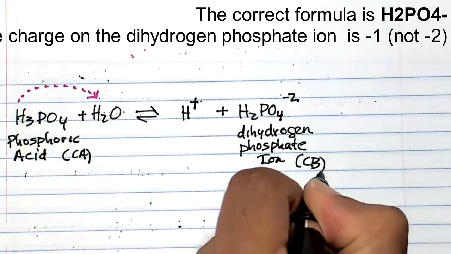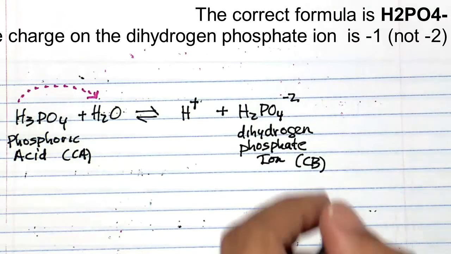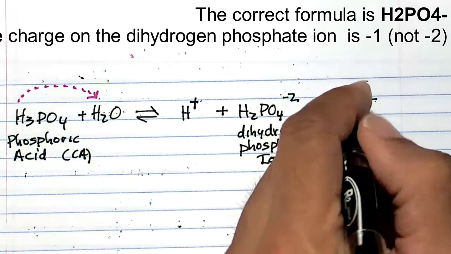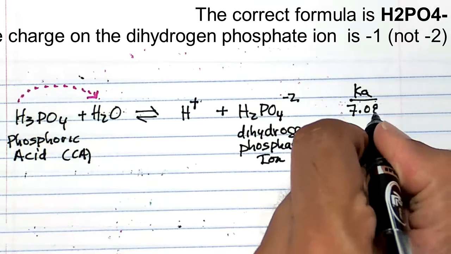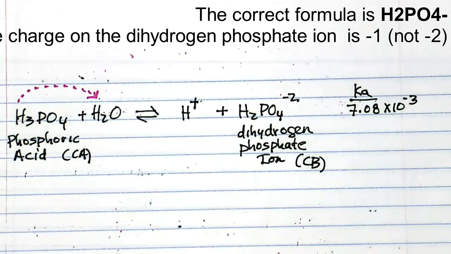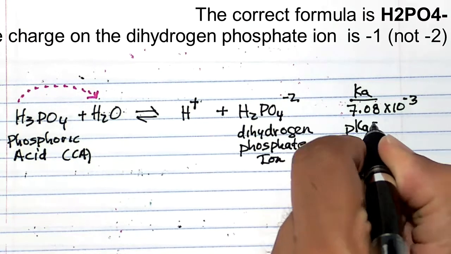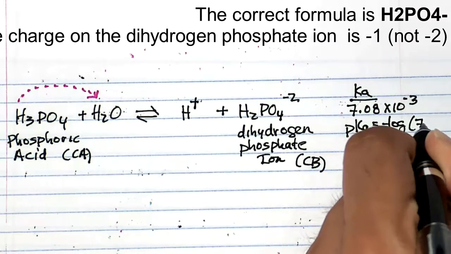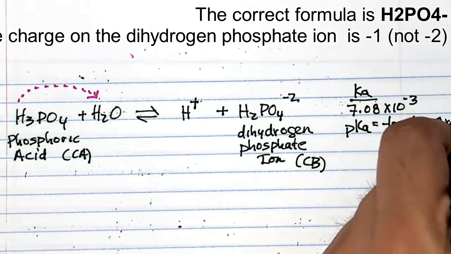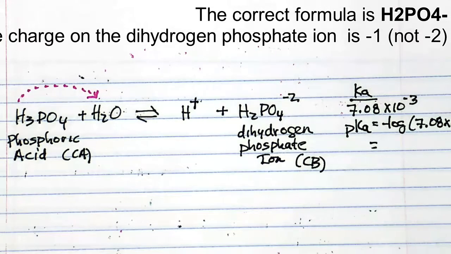That's your conjugate base to this conjugate acid. So the Ka value associated with this at 25 degrees is 7.08 times 10 to the minus 3. Okay, 7.08 times 10 to the minus 3. I just looked it up in a textbook. So with 7.08 times 10 to the minus 3, I can take the pKa of that, which is nothing more than minus the log of 7.08 times 10 to the minus 3. And when I do that math on my calculator, I get this value.